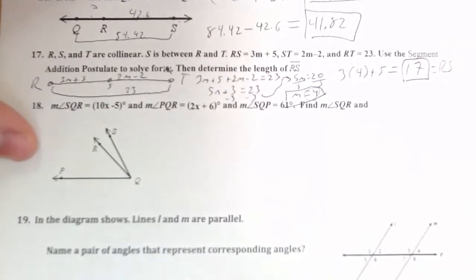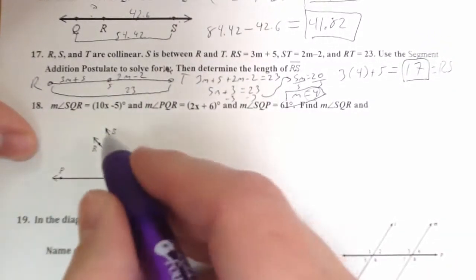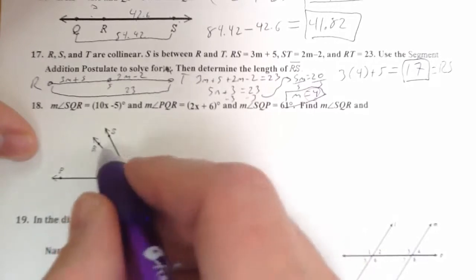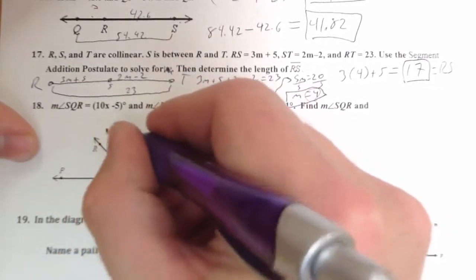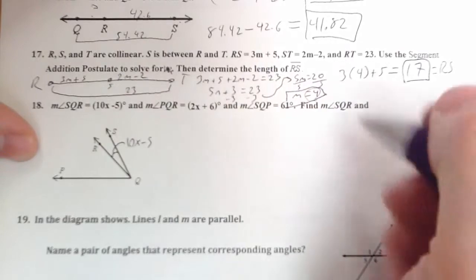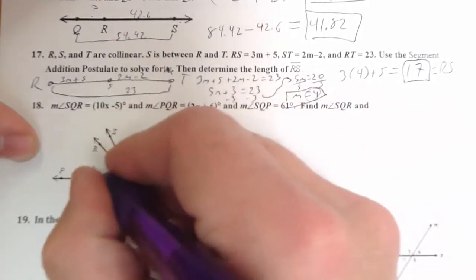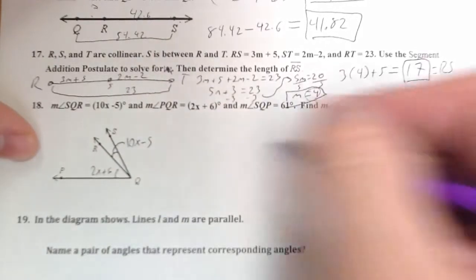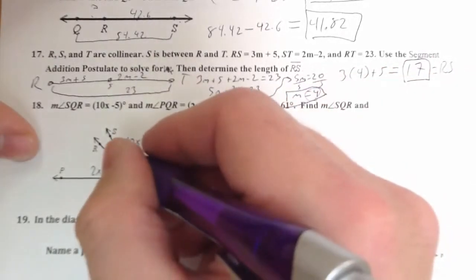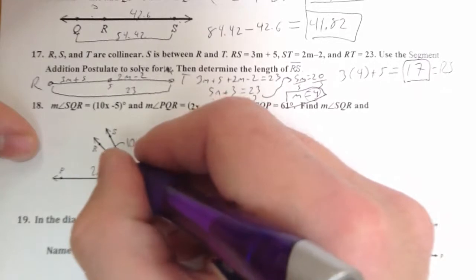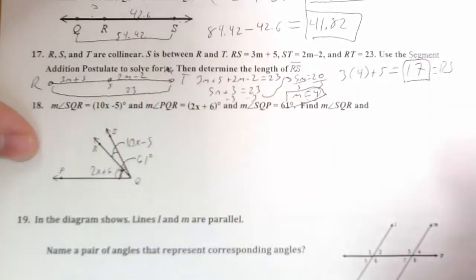Question 18. Okay, angle SQR, this angle right here, is equal to 10x minus 5. PQR, this angle right here, is equal to 2x plus 6. And SQP is equal to 61 degrees, so this whole angle here is equal to 61 degrees. Find the measure of angle SQR.